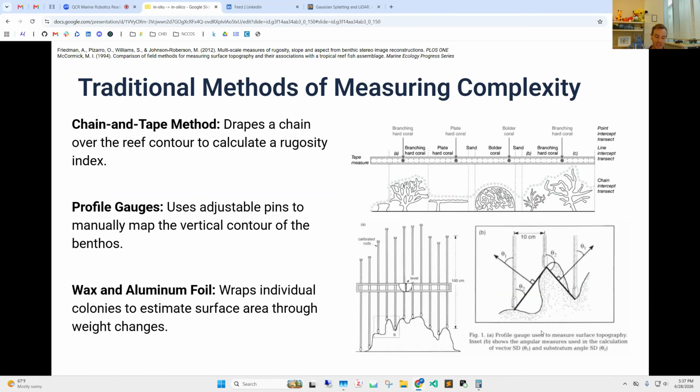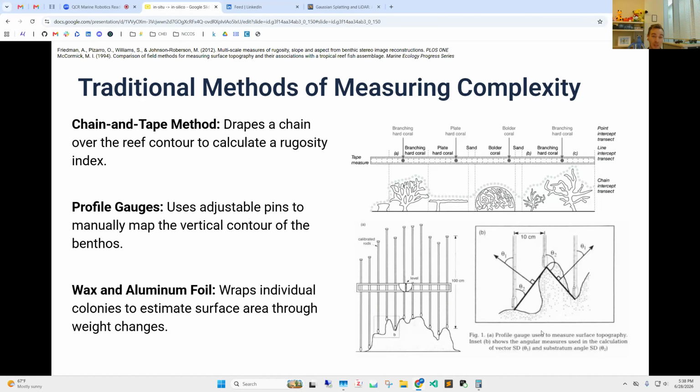But historically, you can imagine that calculating 3D measurements underwater was incredibly difficult, and the field often had to rely on low dimensional proxies to quantify structural complexity. The most famous one is the chain and tape method, where essentially they would take a chain and physically drape it across a coral reef and then measure it. They would calculate a ratio, and that ratio determined if the reef was flat, which is one, or if it was a higher value, then it was more rugose.